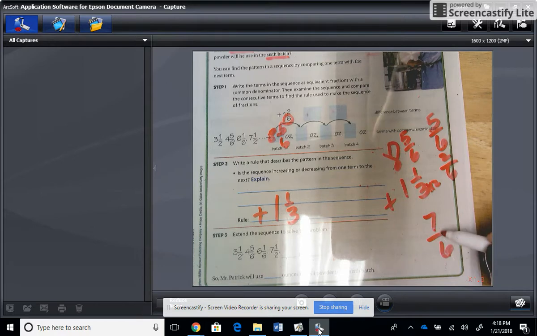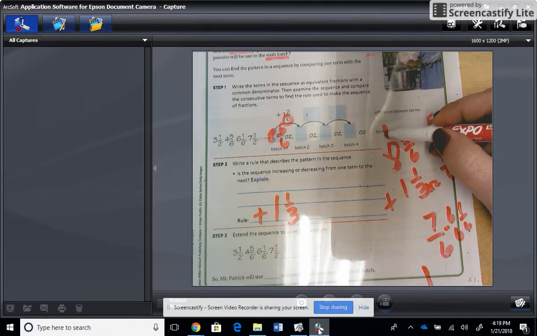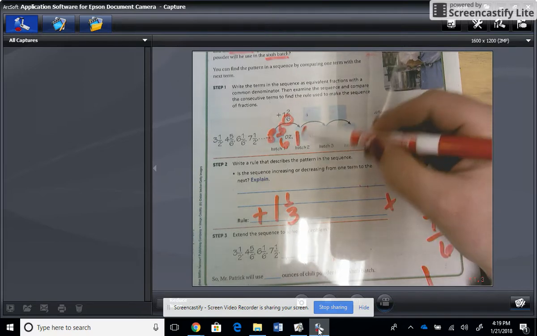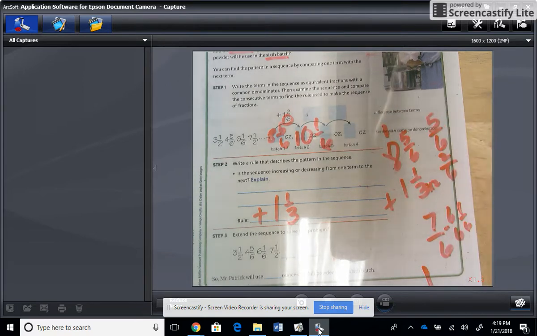I know 6 can go into 7 one time, and that's 6/6. So I'm going to subtract that off. That's how I got my 1. So I'll just carry my 1 up here. And I get 1/6 left over. So I got 8, 9, 10, 10 and 1/6.